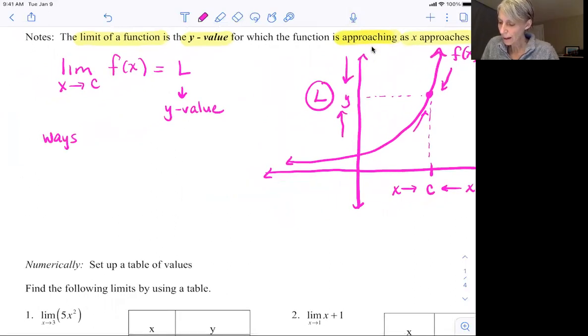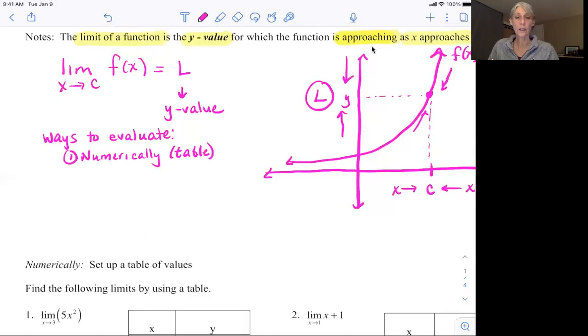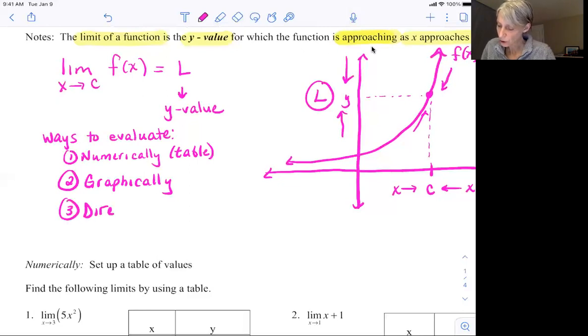Some different ways we're going to evaluate limits in this class. Numerically, which means we're going to use our values from a table in our graphing calculator. Graphically, we're going to work right from a picture of a function. And direct substitution, and that means just plugging in x.